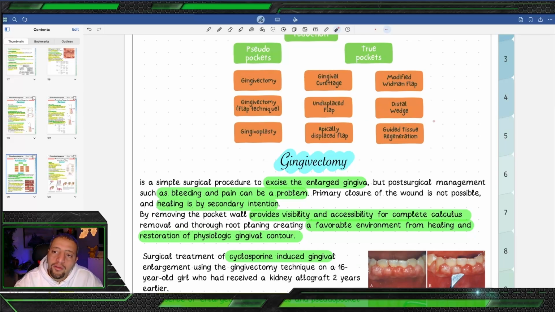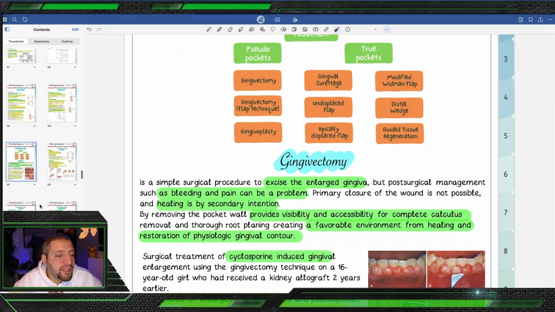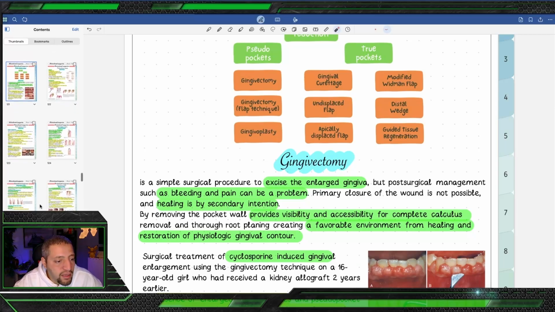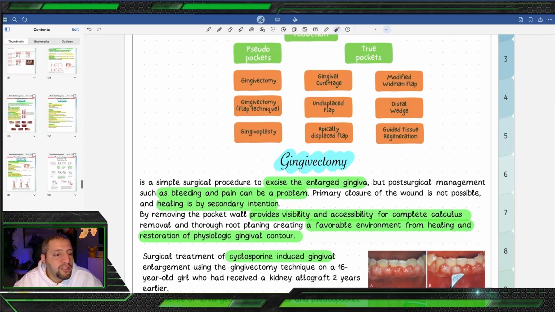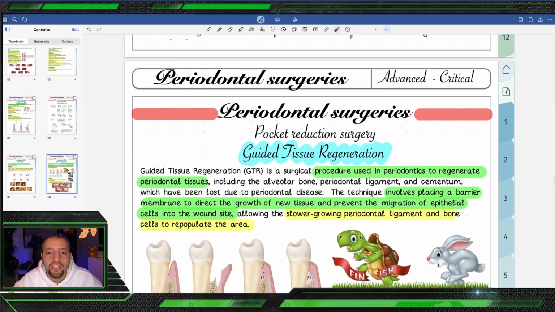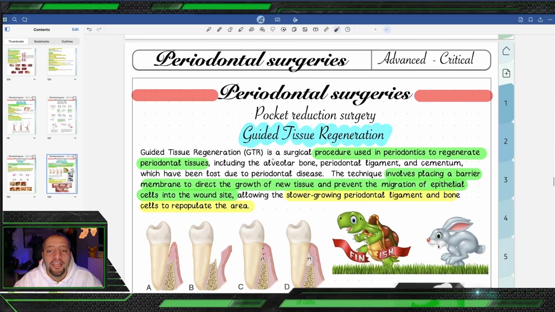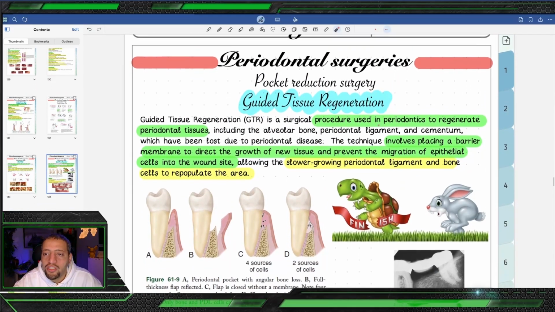Okay, distal wedge is going to be done for the distal of the last molar when we have a problem with the extraction of 8, and it's an amazing technique because you have access to the bone and you have tons of attached gingiva. So this technique, we love it, and it's important to save the 7, not to lose it after losing the 8 initially. Okay, let's go to the next technique, which is GTR, guided tissue regeneration. In GTR, it's a surgical procedure used in periodontitis to regenerate periodontal tissue.